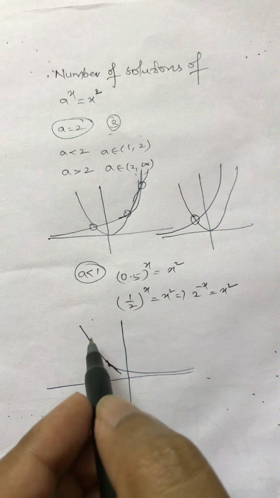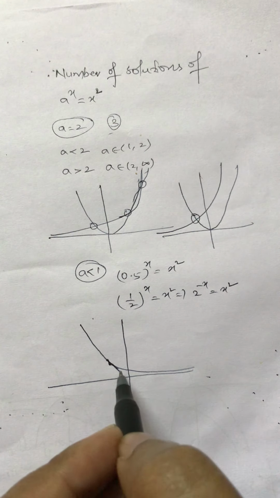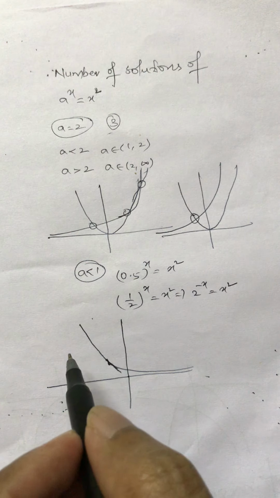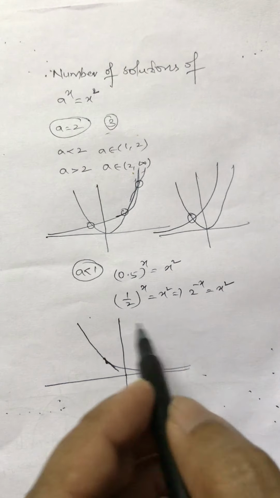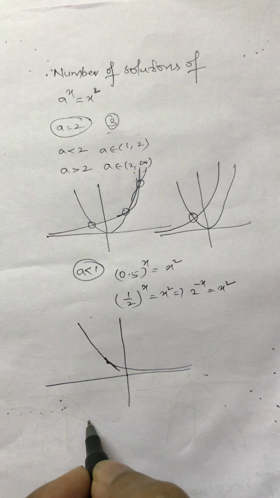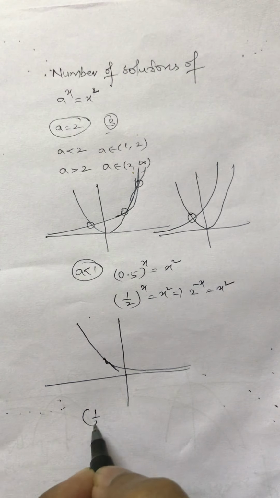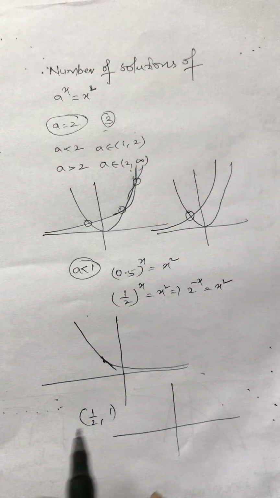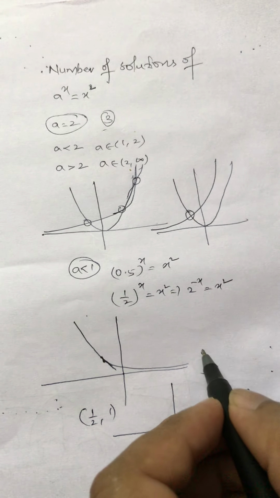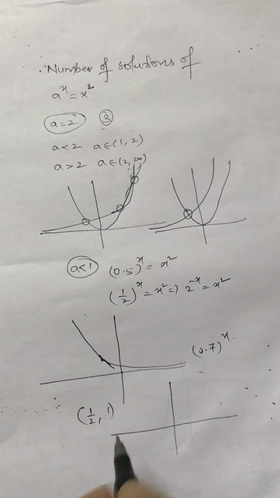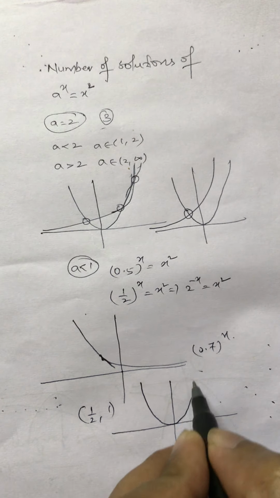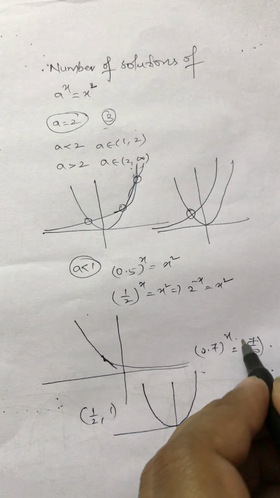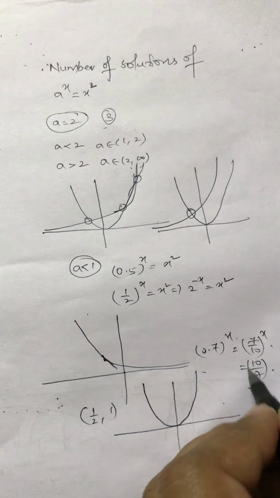Right now the solutions will be on the left side, x equal to minus 2 and x equal to minus 4, and there will be a solution in between 0 and 1. So if a belongs to 1 by 2 to 1, say a equal to some 0.7 power x, we want to draw this, and y equal to x square is this. We want to see the number of solutions of this equation. This is nothing but 7 by 10 whole power x, so it is 10 by 7 whole power minus x.